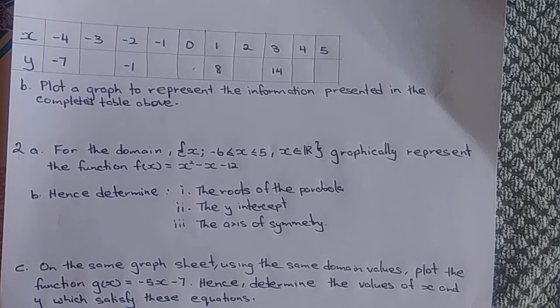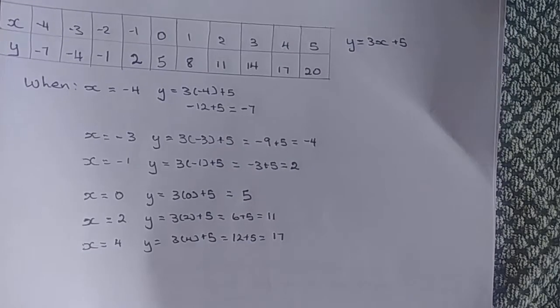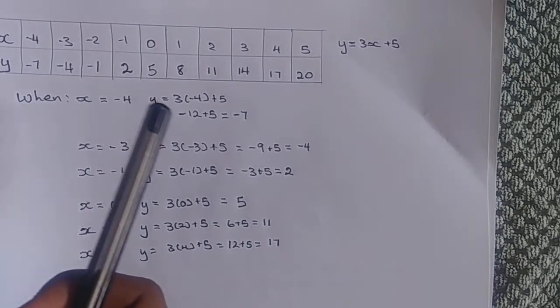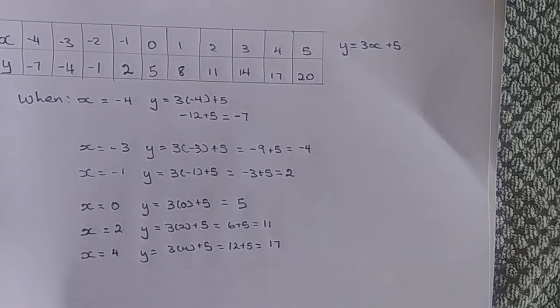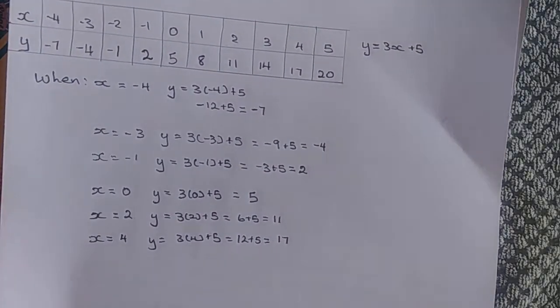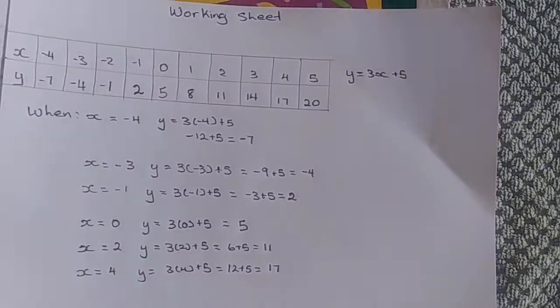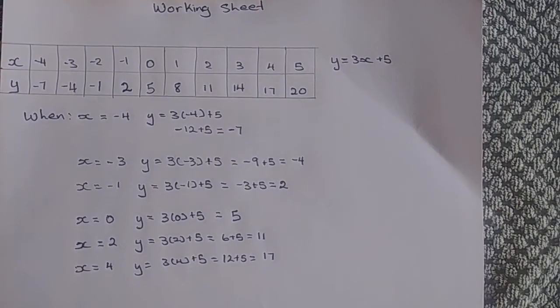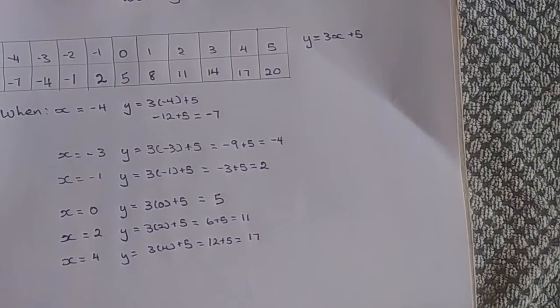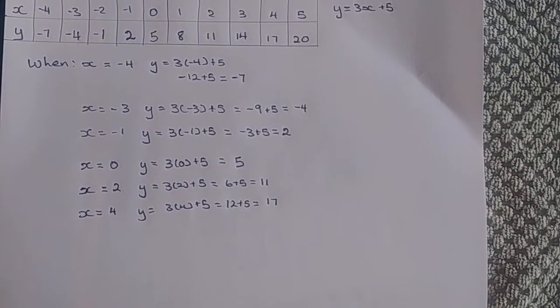So part B says to plot a graph to represent the information presented in the completed table, right? So this is our table, and we have to plot a graph to represent this information. So before we go to the graph sheet, in fact, before you try to plot any graph, the first thing you should do is analyze your table, right?